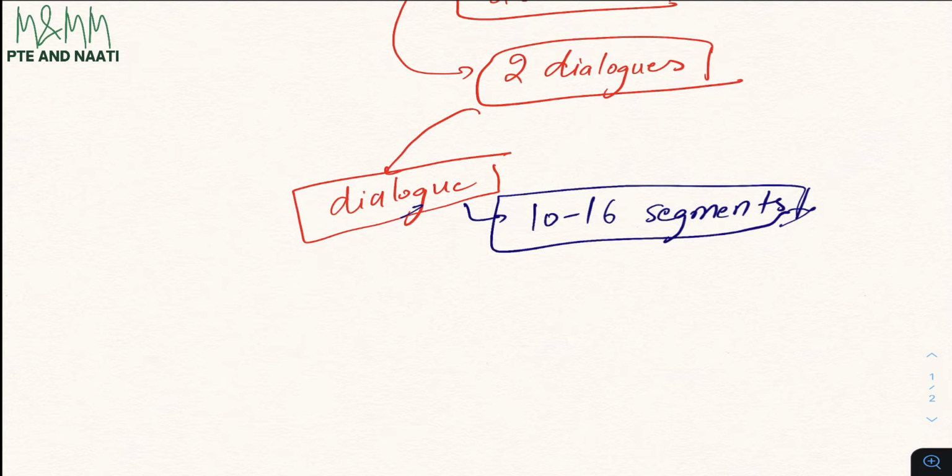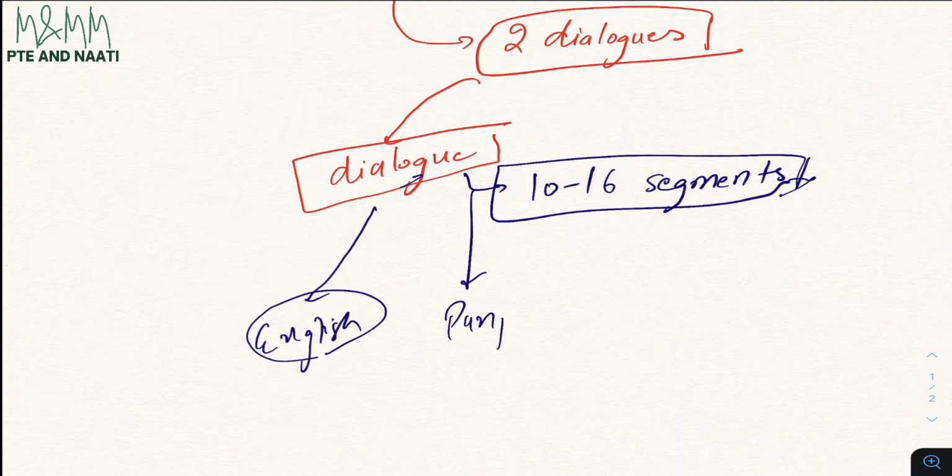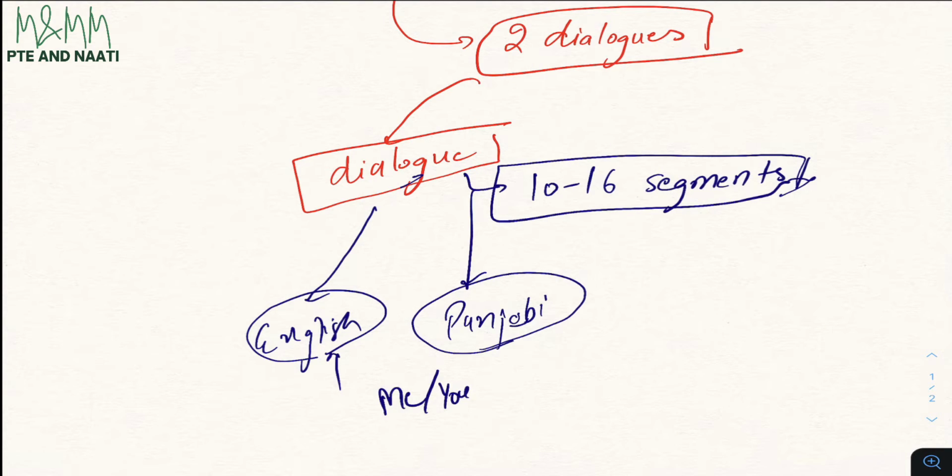Dialogue means 2 people are talking to each other. One person is an English speaker, the other person is a Punjabi speaker. The English speaker does not know any Punjabi at all, and the Punjabi speaker does not know any English at all. You are going to be the middleman. That means your job is to listen to the English segment, this is the meaning of segment, and then translate it for the Punjabi person.